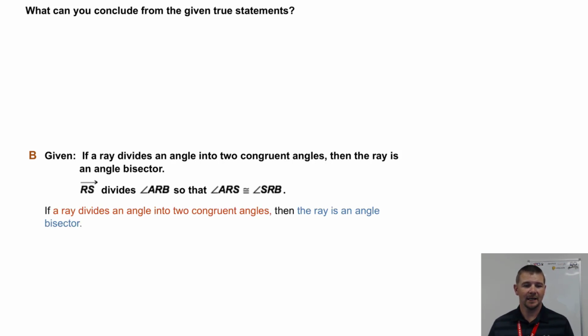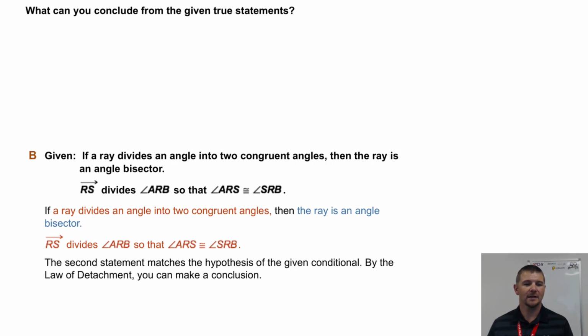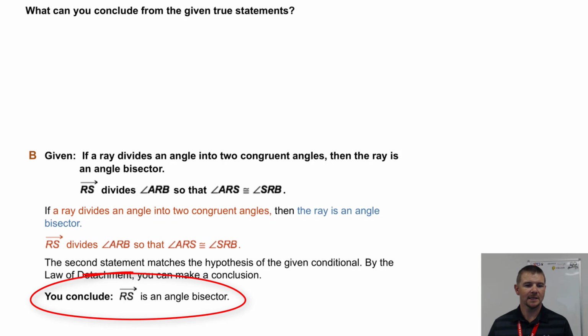If a ray divides an angle into two congruent angles, then the ray is an angle bisector. Well, ray RS divides angle ARB so that angle ARS is congruent to angle SRB. That matches the hypothesis of the given conditional. So, by the law of detachment, you can make a conclusion. You conclude ray RS is an angle bisector.